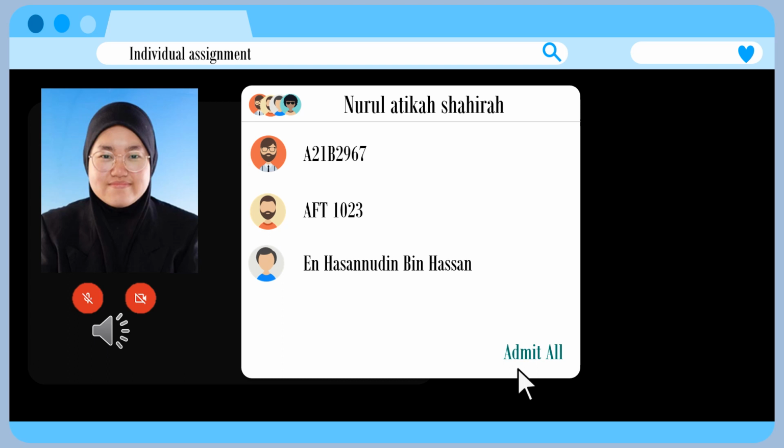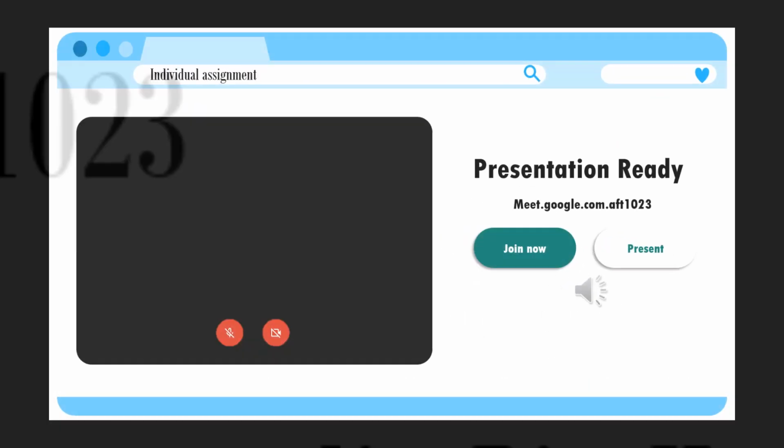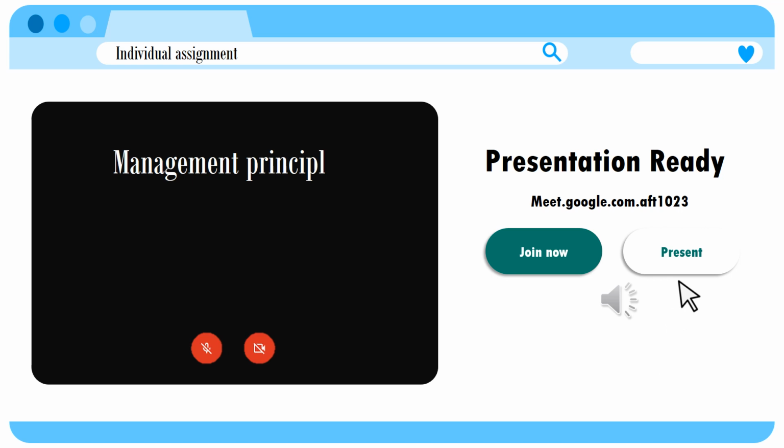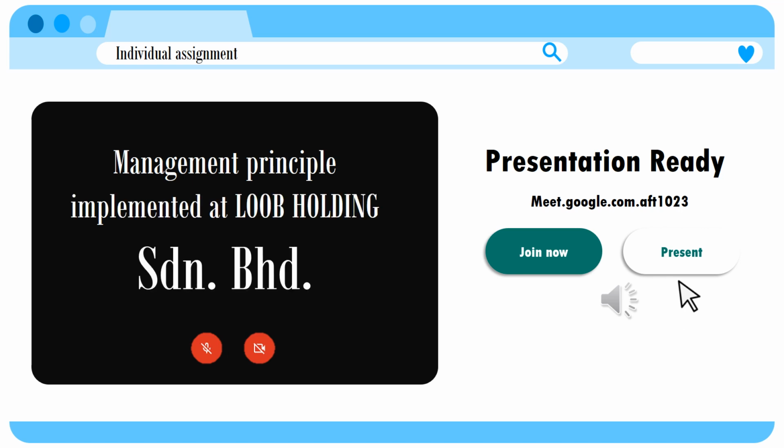My matric card is A21B2967. I'm going to present for the subject AFT 1023. My lecturer's name is Encik Hasanuddin bin Hassan. So, I'm going to present about management principles implemented at Look Holding Sdn Bhd. So, let's get started.